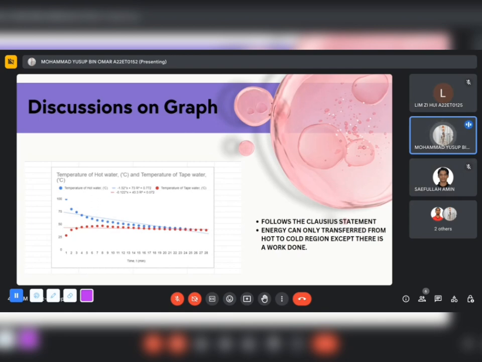The result from this experiment agrees with the Clausius statement as well as the second law of thermodynamics. It proved that heat transfers from a high temperature body, which is the hot water, to the lower temperature body, which is the cold water, and also the surrounding. In other words, energy can only be transferred from the hot container to the cold container, but this cannot be done reversely unless there is work done.